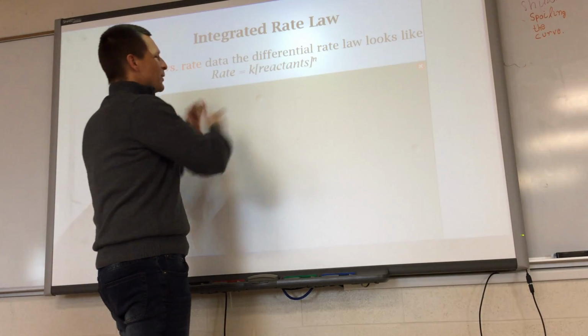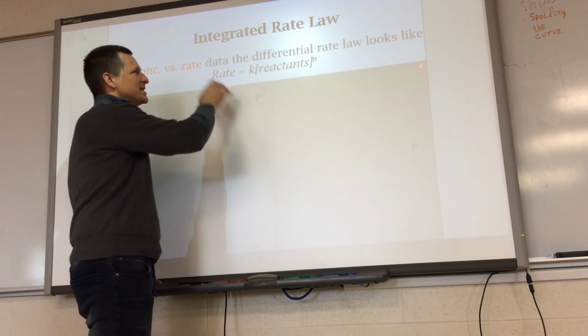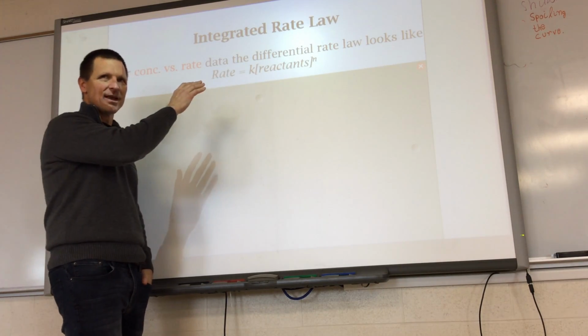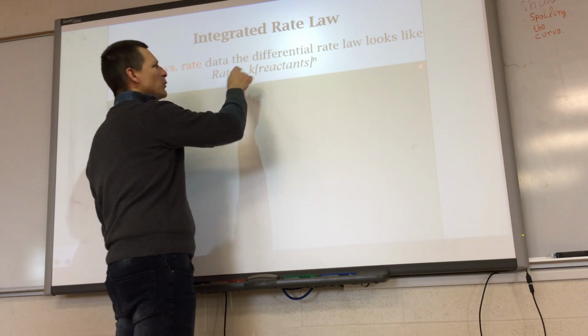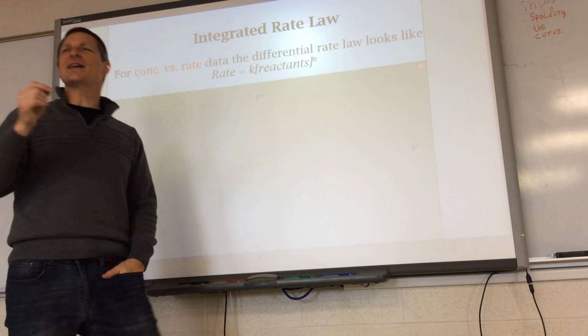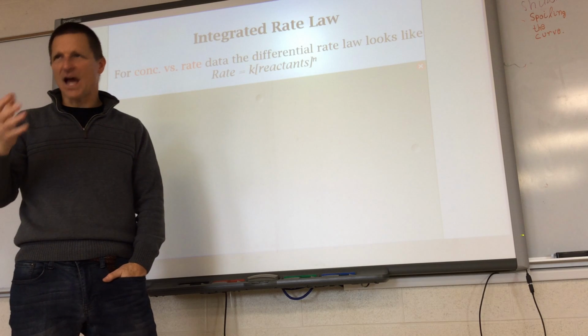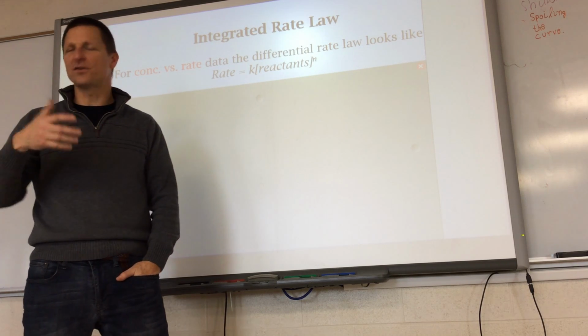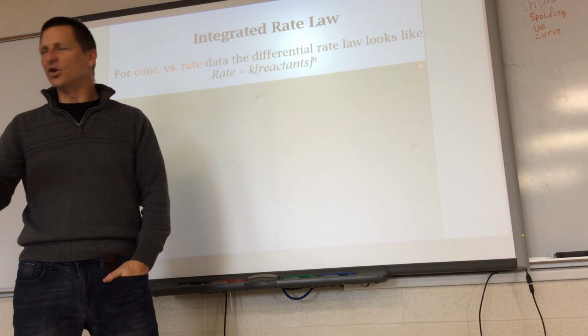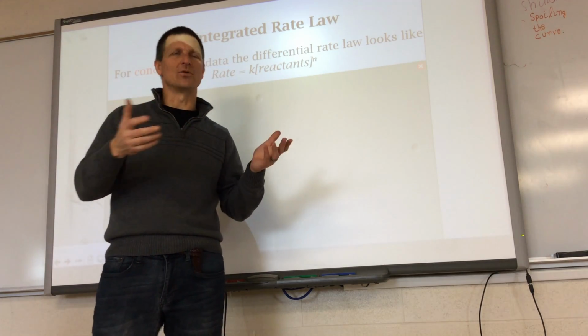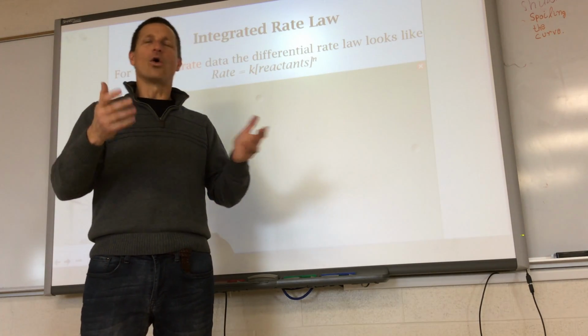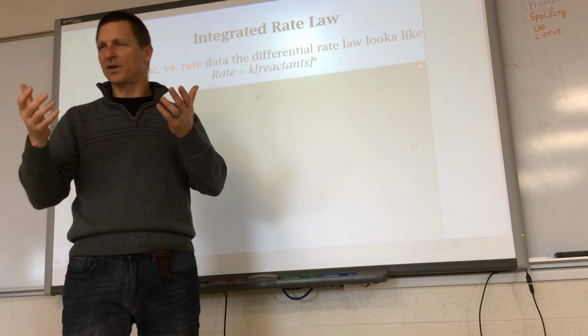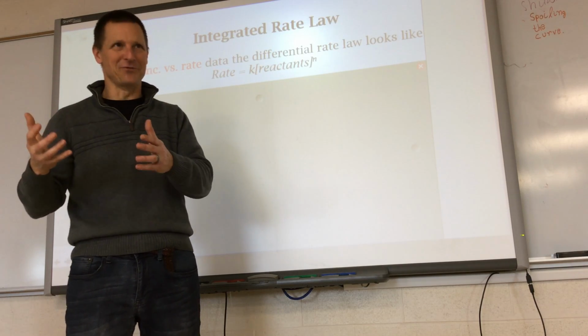So this is what a differential rate law looks like. It always says rate equals, and then these terms. K represents the rate constant. The rate constant really is what tells us how fast the reaction is. The higher the K value, the faster the reaction goes. We can talk about slow reactions like iron rusting, or fast reactions like a bomb exploding. That's really, really fast.